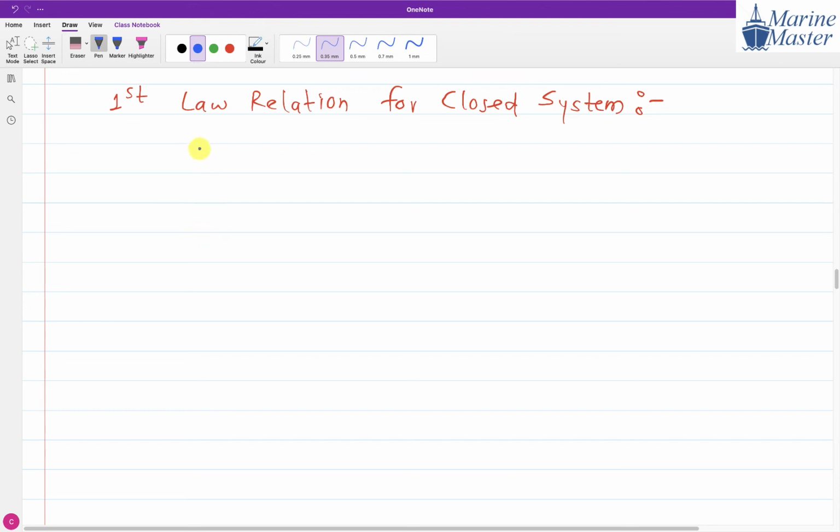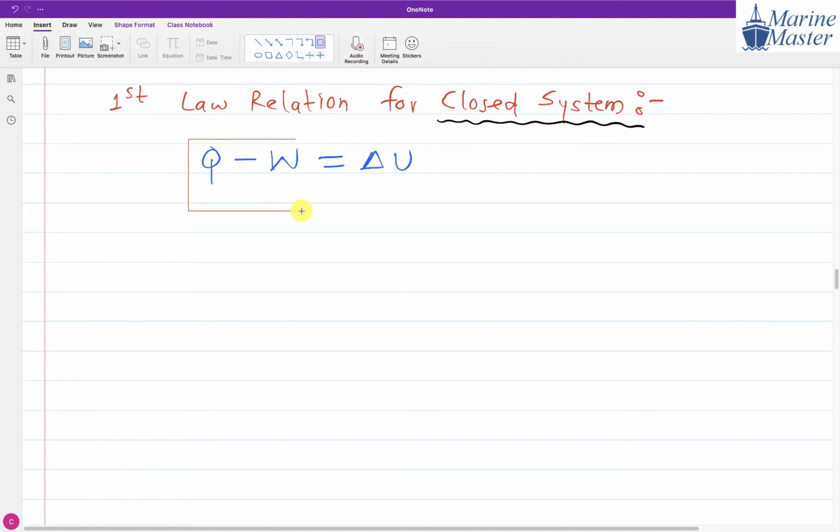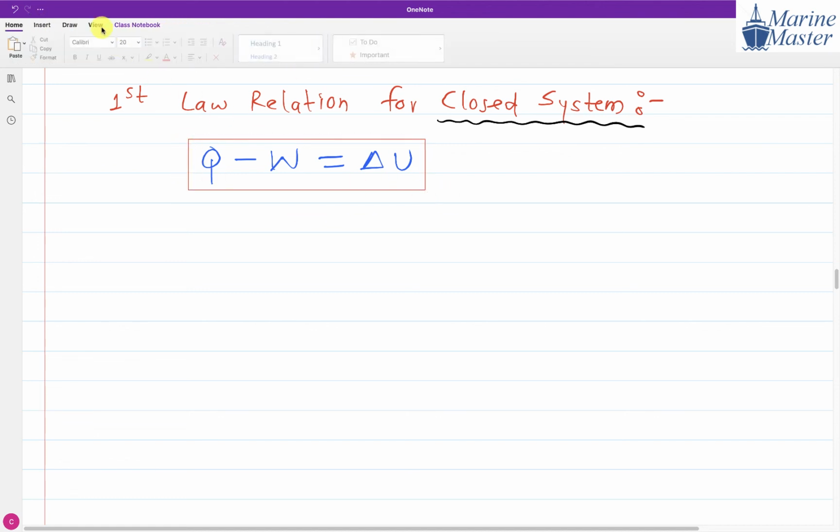Now, what is the first law relation for a closed system? Try to listen to my words. Remember, this relation is valid only whenever our system is a closed system. The first law relation for a closed system is Q minus W is equal to delta U. We will see the meaning of each and every term.